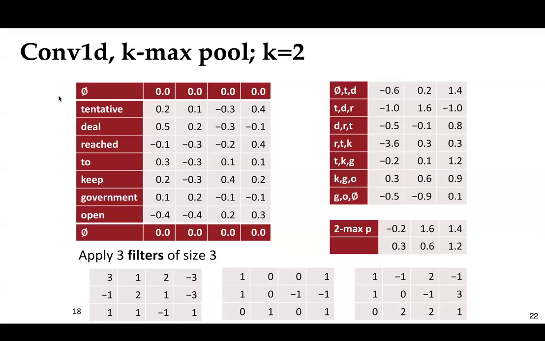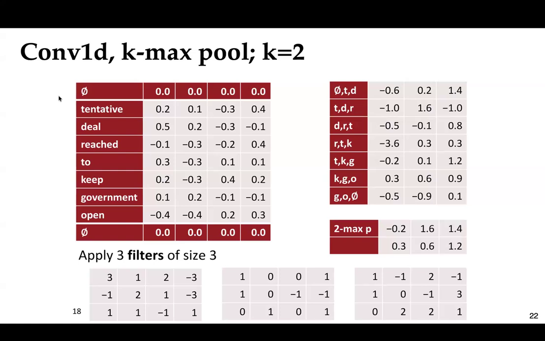You can do k max pool with k equal 2 similarly. What it means is that you just get the highest value and the second highest. That's called k max pooling, top k, top 2 with k equal 2. You can have the top 3, top 4, whatnot. You can reduce this feature.